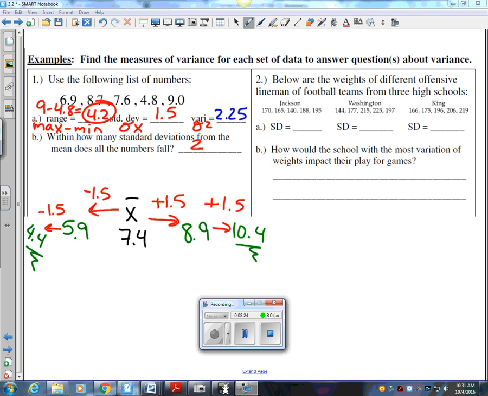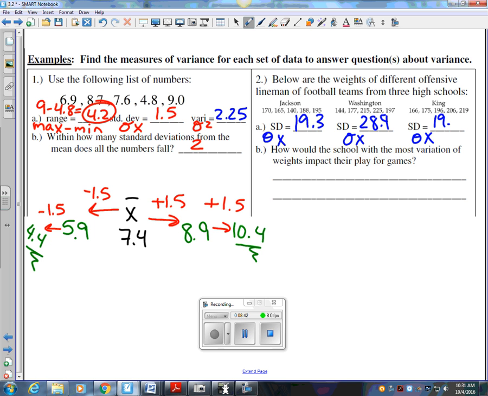So the standard deviation is this symbol. What do you have for Jackson? Okay, what about for Washington? 0.1? Okay. And King? 19 point? Okay. All right, this next question.